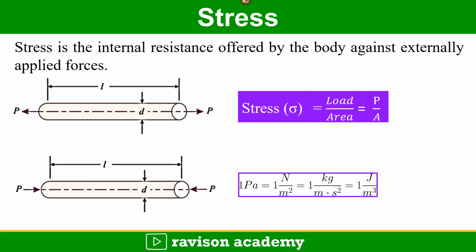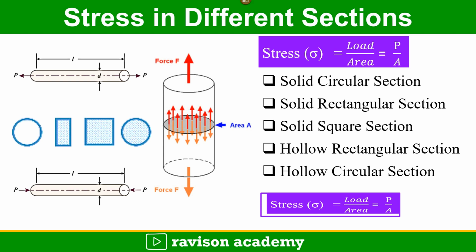So the stress is the ratio of load per unit area. The unit is Pascal, that is Newton per meter square, or kg per meter second square, or joules per meter cube. Coming to the stress in the different sections, the section may vary. The beams have either solid circular section, solid rectangular section, solid square section, hollow rectangular section, or hollow circular section.